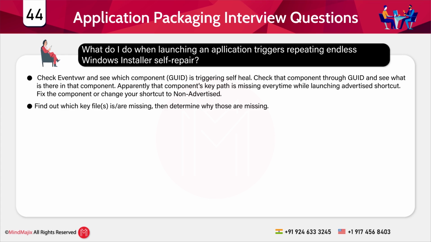Apparently that component's keypath is missing every time while launching the advertised shortcut. So we have to fix the component, or we have to change the shortcut to non-advertised. So basically we have to check that particular component's keypath is missing for that shortcut, and that's why it is going for self healing again. Or otherwise we can make the shortcut non-advertised from advertised. Second, we have to find out which key file is missing and why it is missing.